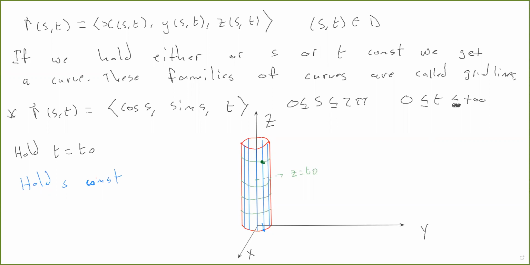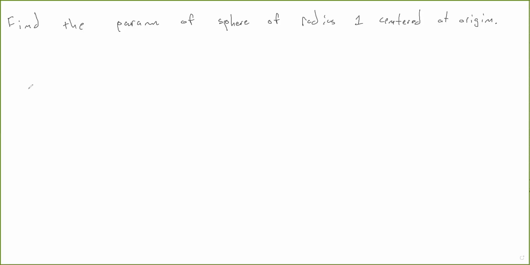Let's look at another example. Okay, let's find the parameterization of the sphere of radius 1 centered at the origin. Now, there's already something not clear here. I'm saying find the parameterization. I should say find a parameterization, because there are many different parameterizations. So find a parameterization of the sphere of radius 1 centered at the origin.